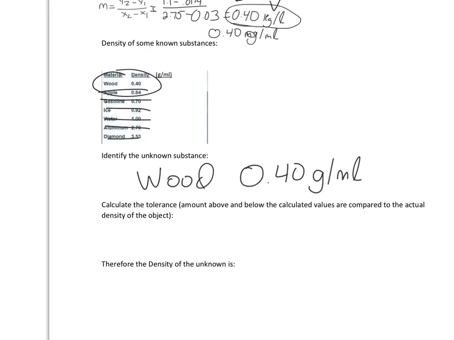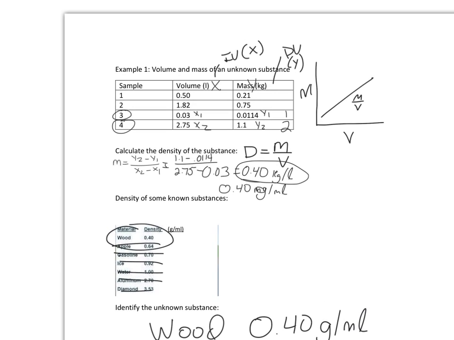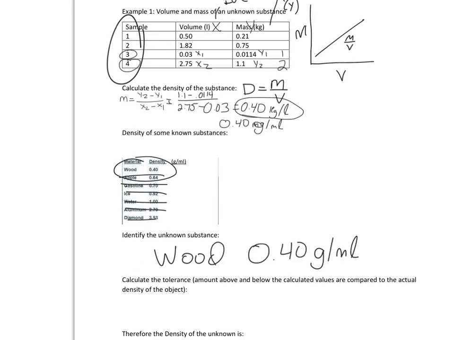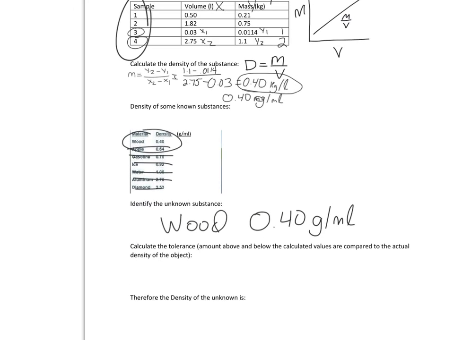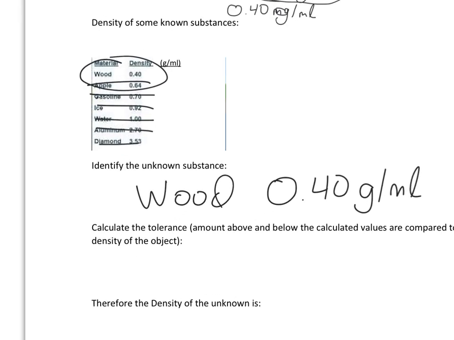Now we need to calculate the tolerance. Now the tolerance is the amount above or below the calculated values as compared to the actual density of the object. So what we want to know is we've calculated densities at 4 different positions here, or we could have calculated the density for our 4 samples. And we're going to look at how our samples differ above or below, greater or less than our actual value for wood. So we're going to calculate all 4 densities.